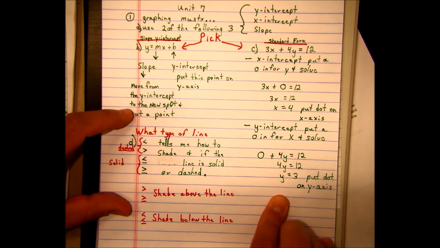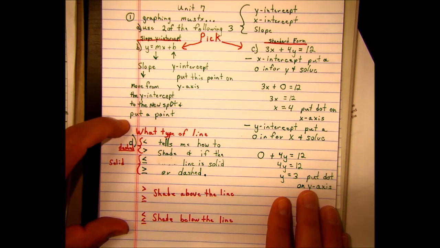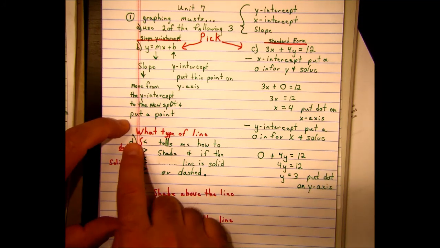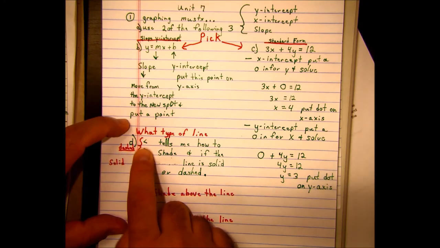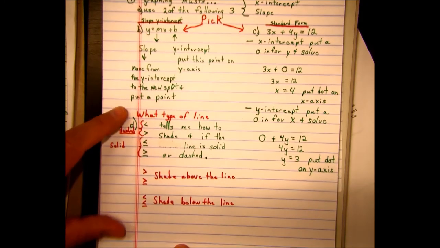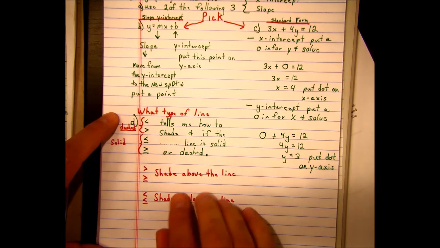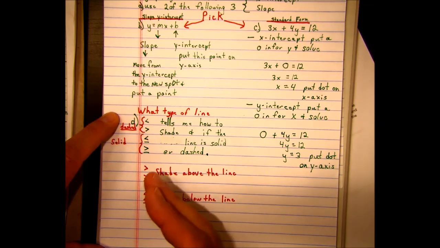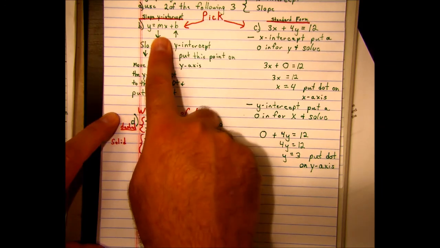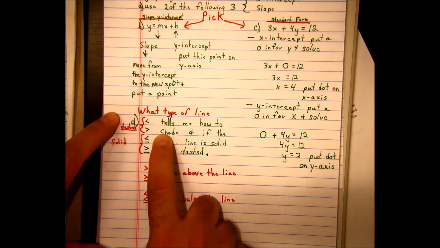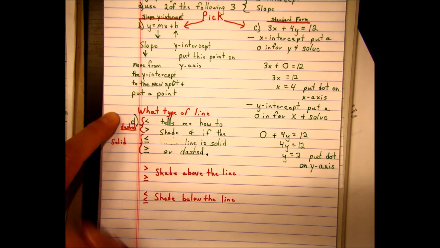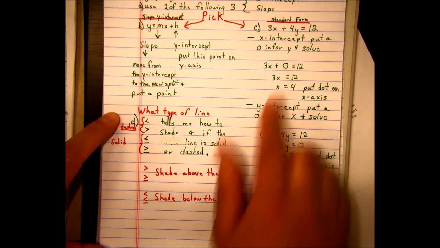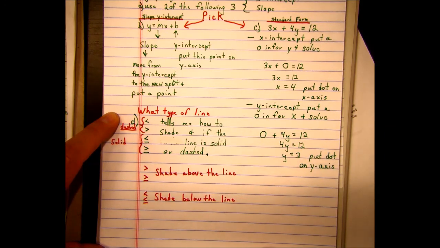Please just be careful when you draw your line. It could be a dashed line or a solid line. If it's equal, it's solid. If it's just less than or greater than, it's dashed. And then, of course, if it's in this form, y equals mx plus b, and the inequality is greater than, then you're shading above. If it's less than, you're shading below. If it's in standard form, plug in a point and see if that point is the answer. If it's not, then shade the other side. All right?